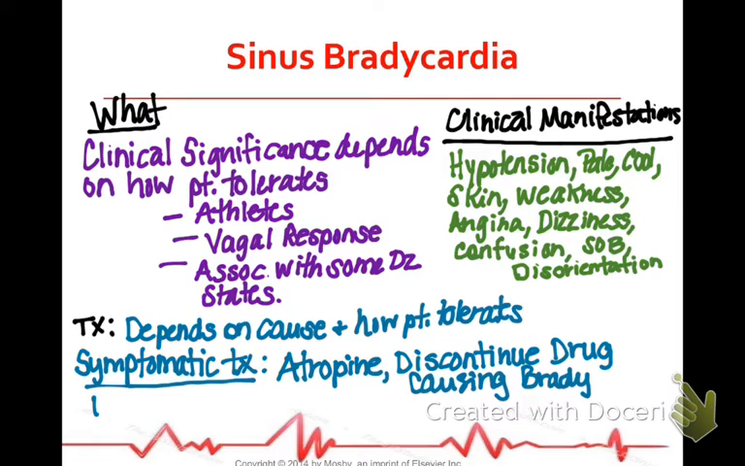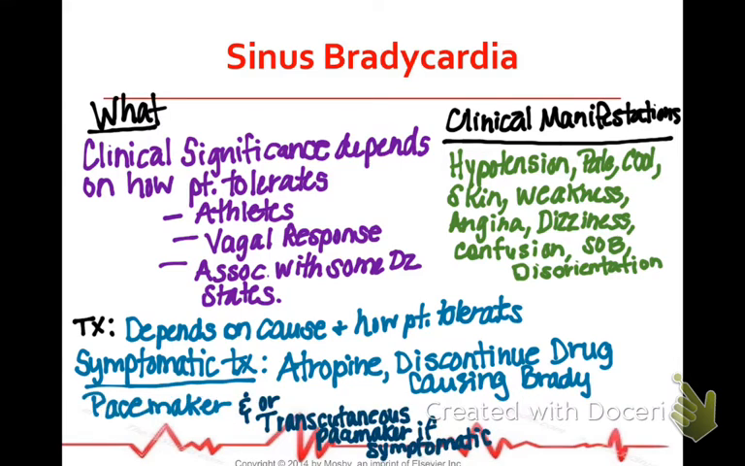They're complaining about it, or they're showing symptoms clinically. So symptomatic treatment: atropine, discontinue the drug, or a pacemaker, or a transcutaneous pacemaker. Now, transcutaneous pacemaker is more of an emergent thing. That would be someone that's extremely hypotensive, symptomatic, and in the ER, and the doctor decides to give them a pacemaker as opposed to atropine. A transcutaneous just means that it sits on the skin and gives them little shocks. We're going to talk more about that when we talk about pacemakers.